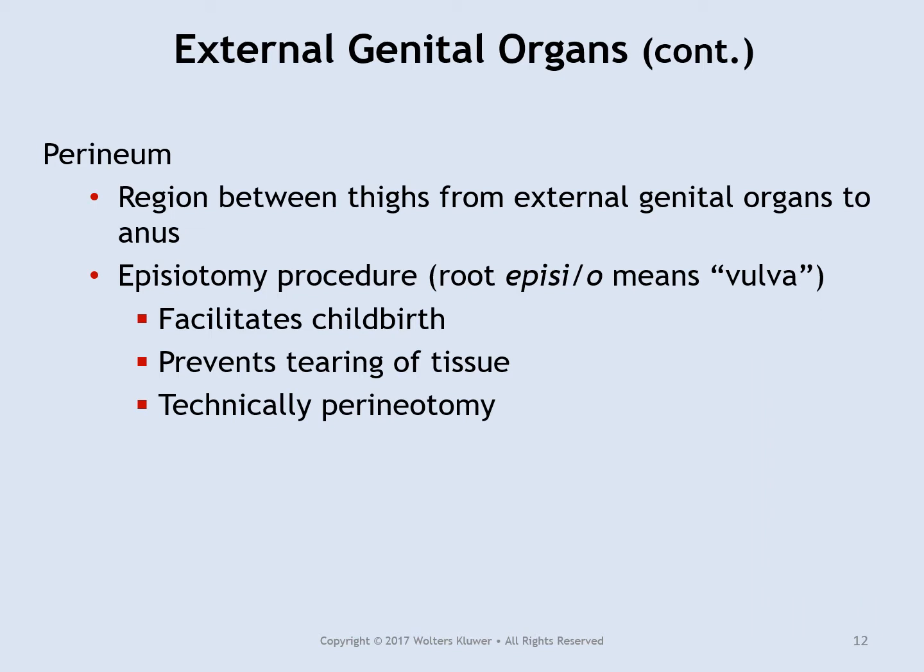So as we just saw, the perineum is a region between the thighs and the external genital organs. An episiotomy is to help with childbirth, so the tissue doesn't tear. You surgically make a slice to make childbirth a little easier.